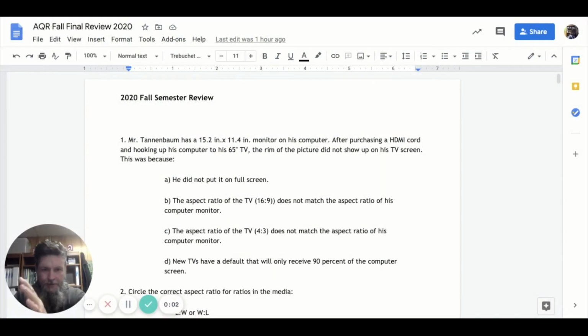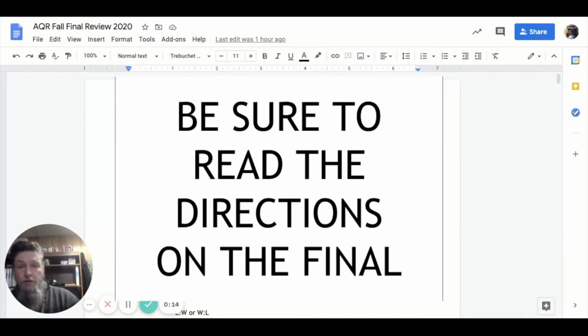So this is the 2020 fall semester final review. Not going to play around with this. Take your time, read the directions on the final. Make sure you understand the directions on the final before you begin.